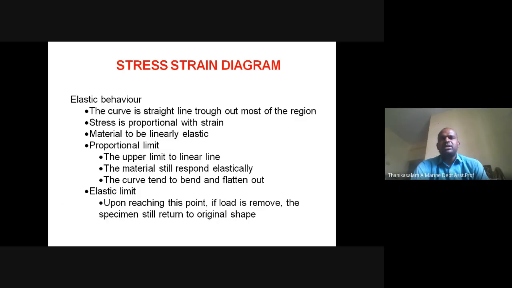Proportional limit: the upper limit of the linear line. The material still responds elastically, but the curve tends to bend and flatten out. Elastic limit: upon reaching this point, if the load is removed, the specimen will return to its original shape.